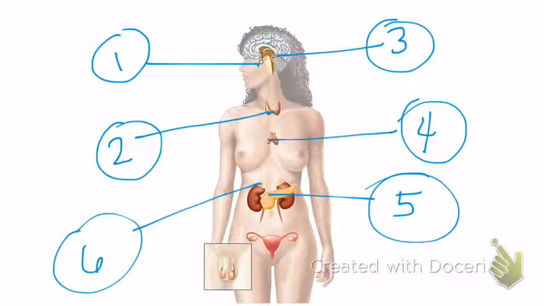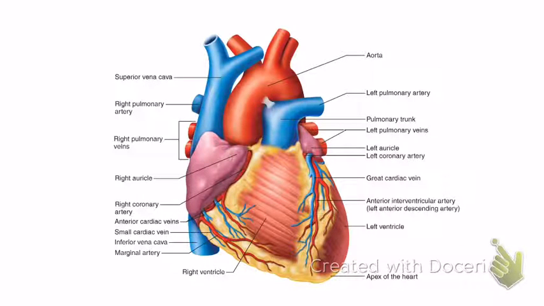Okay, number 1, we got pituitary gland. Number 2 is the thyroid. Number 3 is the pineal gland. Number 4, thymus. 5, pancreas. And 6, adrenal glands. Good. Okay, here's a picture of the heart. So we're moving on to the heart.